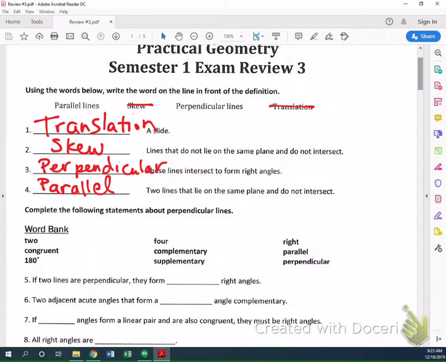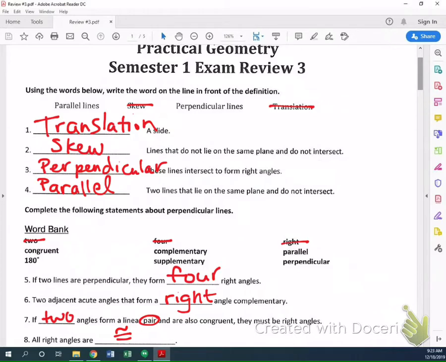Number 5, if two lines are perpendicular, they form 4 right angles. Two adjacent acute angles that form a blank angle are complementary. That's if they form a right angle. If blank angles form a linear pair and are also congruent, they must be right angles. That is if two angles form a linear pair. Pair means two. All right angles are congruent. So fix that if you missed it.